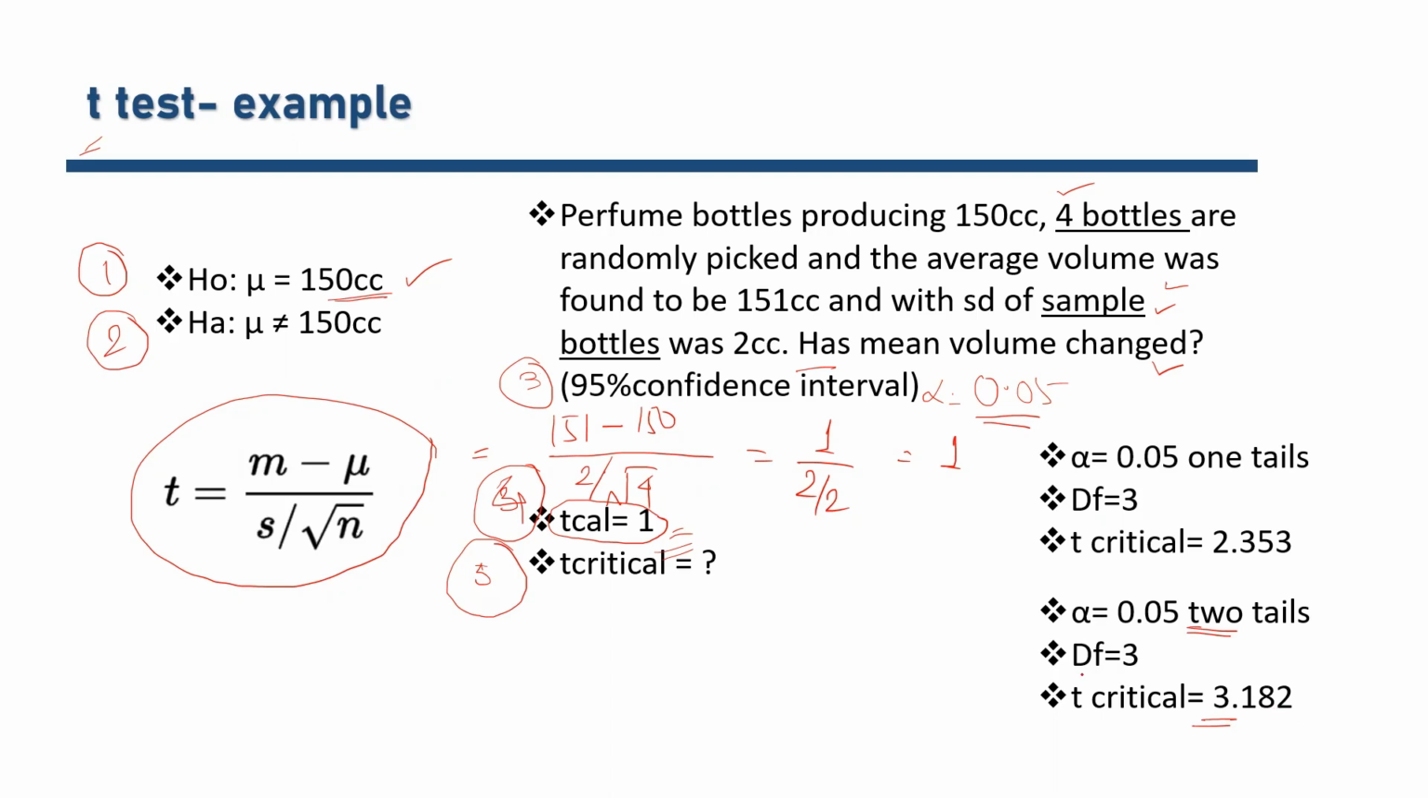And for a T test, remember, you have degree of freedom. Degree of freedom is generally n minus 1. N here is 4, so n minus 1 is 3.